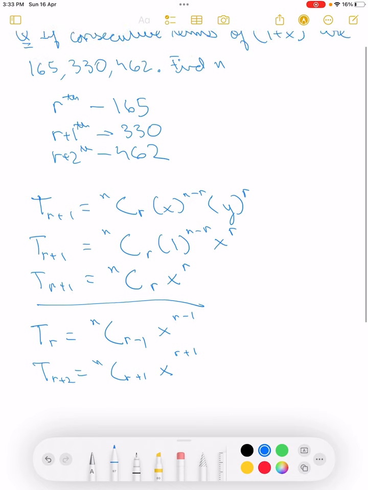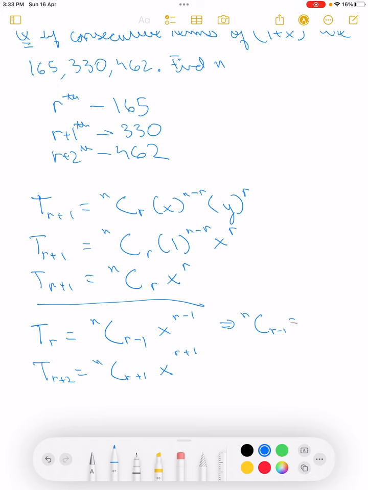Now we know that the rth term is 165. So this means that nC(r-1) will be 165. Similarly, nCr would be 330 and nC(r+1) would be 462.